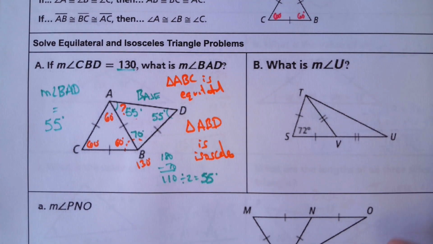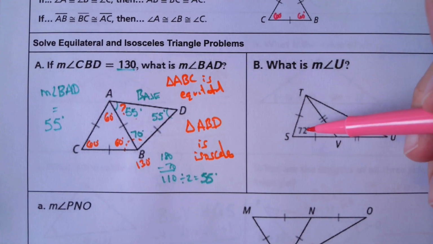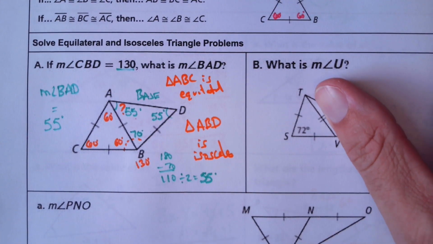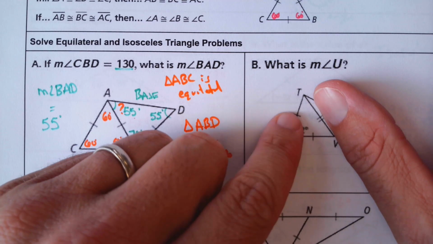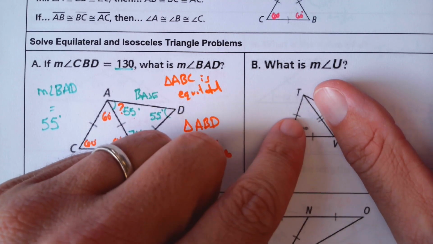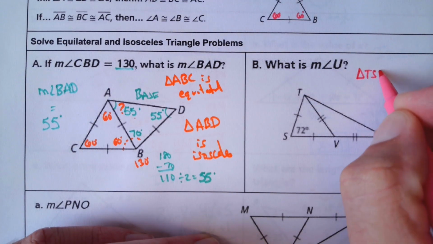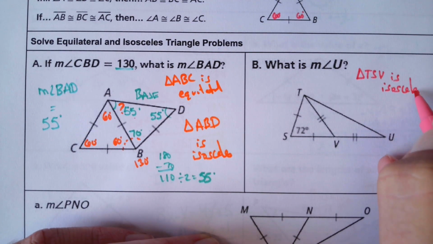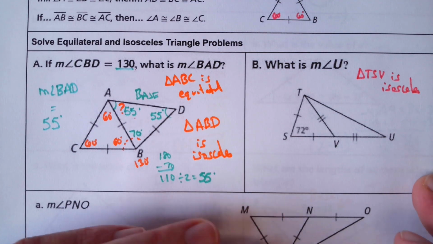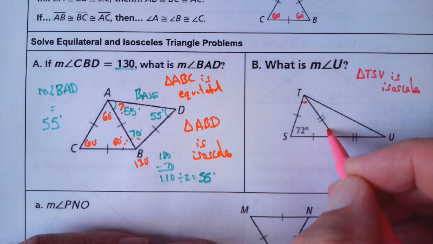Angle U. So let's look. We've got two triangles again. 72's in this triangle, so I'm going to only focus on this triangle. Now, I do have three sides that are marked, but only these two are the same. So these two are the same, so it tells me that TSV is an isosceles. So that means that this angle and this angle are the same.